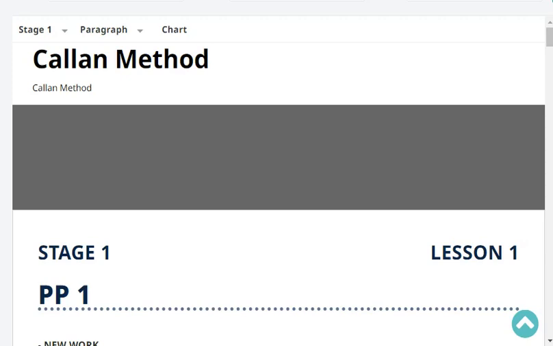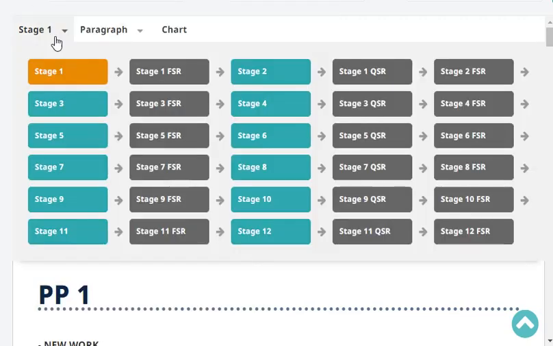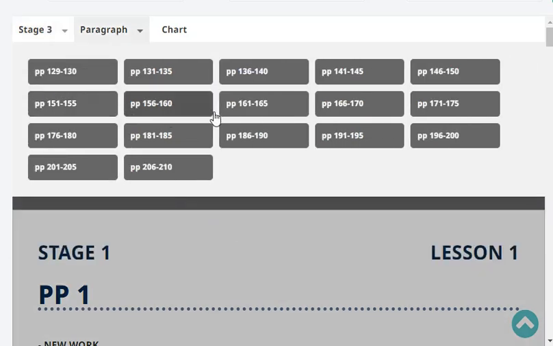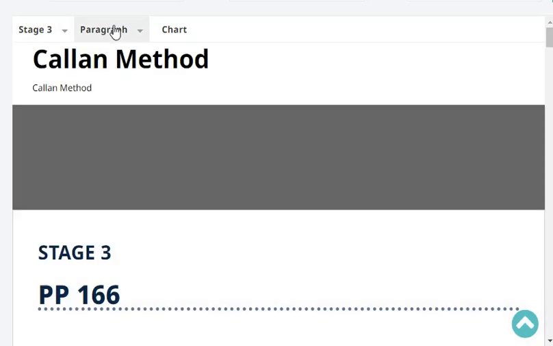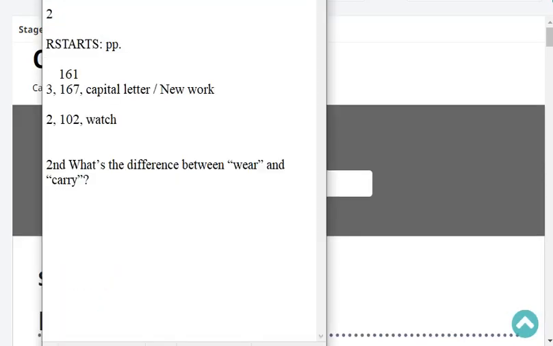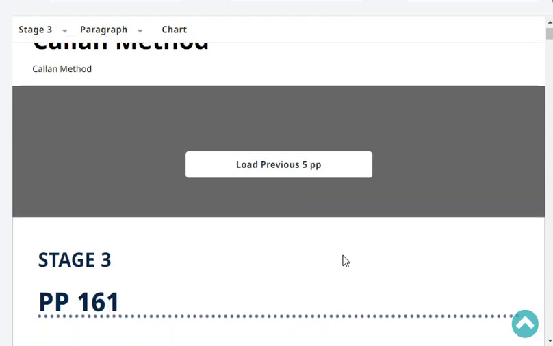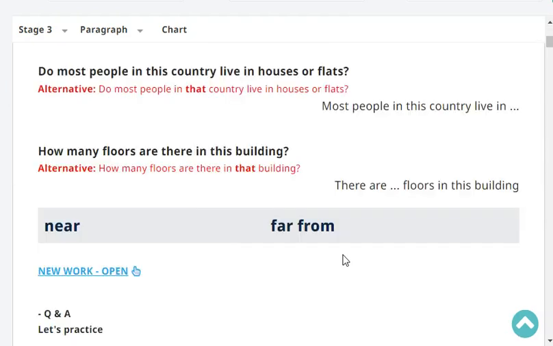Our progress report says we are at stage 3, paragraph page 167. Our last headword was capital letter. New work type of lesson. Okay, so let's start with revision. Ready? Here we go.